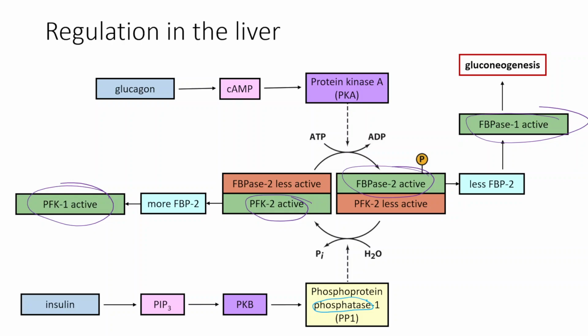For these pathways, if you're having trouble remembering what's happening, whenever one of the PFKs is activated, so is the other one. If PFK2 is activated, it makes more F2,6BP, and that turns on the other PFK, PFK1. Whenever FBPase2 is activated, it turns on FBPase1 because there's less F2,6BP. So that's maybe something helpful.